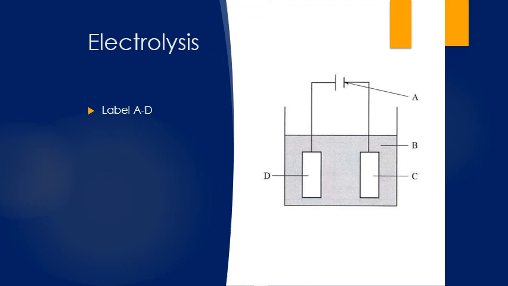So now we're going to label the diagram. I know you know how to label this. A is the power source, the battery. Very good. B is the electrolyte. You guys are so smart. C is the cathode. Yes, the shortest stick. D is the anode. Good job.